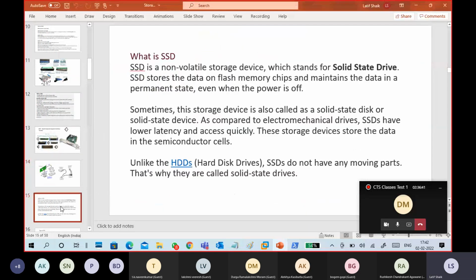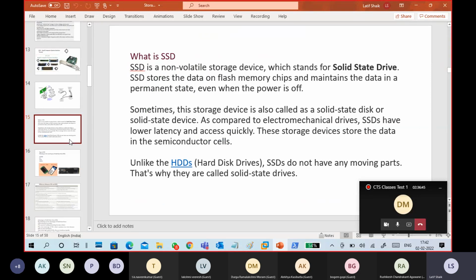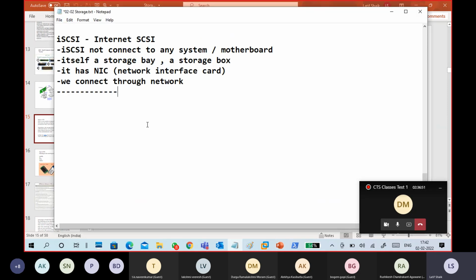The last one in the devices is SSD, and one more is there. Whether we should talk about that or not, we'll see. It's time based. Okay, SSD.